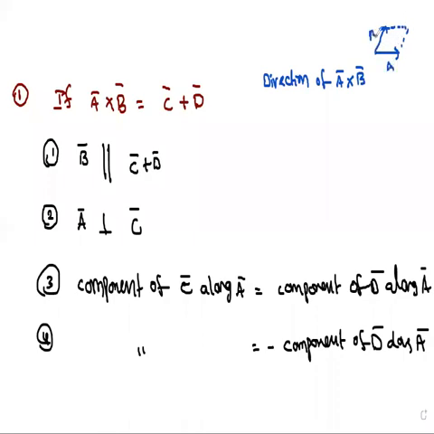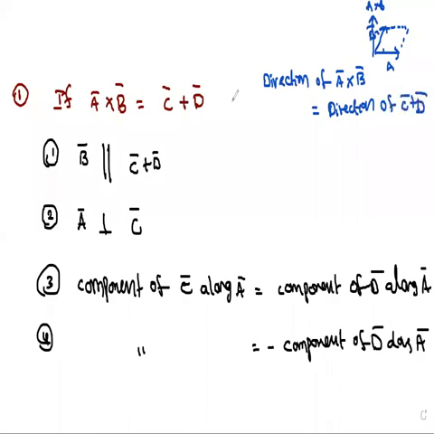What is the direction of A bar cross B bar, as explained in the previous classes? It is always perpendicular to both A bar and B bar. It is perpendicular to the plane containing A bar and B bar only. That means the complete vector A bar cross B bar is always perpendicular to both A bar and B bar. It is given equal to C bar plus D bar, so the direction of A bar cross B bar equals the direction of C bar plus D bar.